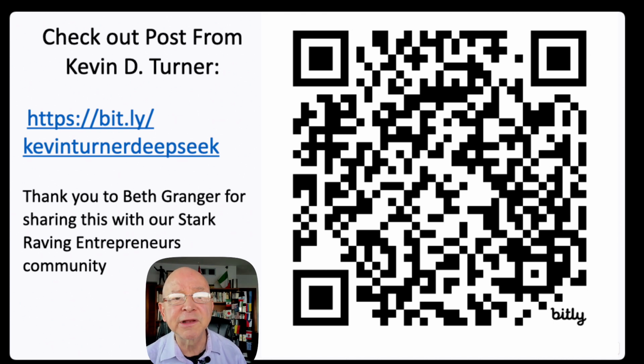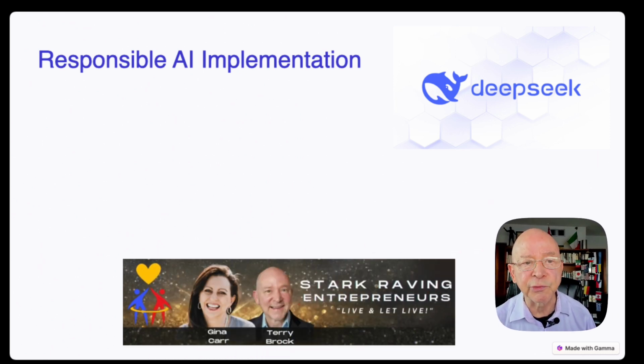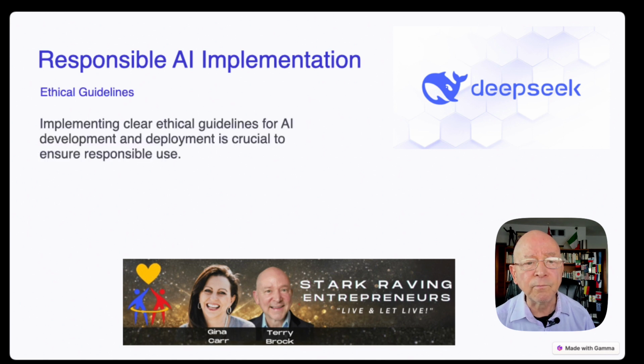But there's some other things I want to tell you, very important when you're looking at possible implementation of this. When you're doing it, your responsibilities are important. What you want to look at is the ethical guidelines. For instance, implementing clear ethical guidelines for AI development and deployment is crucial to ensure responsible use.